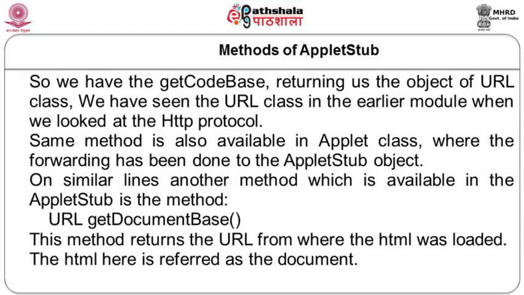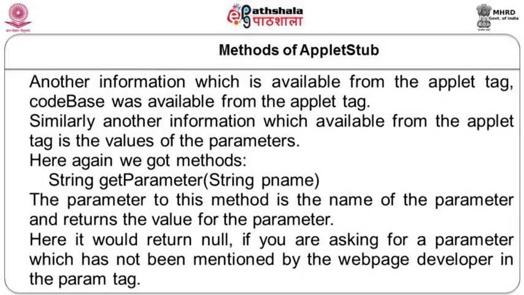Same way, on similar lines, another method which is available in applet stub is the method called get document base, returning us the URL. Again, this also returns a URL. Which URL? It's the URL from where the HTML was loaded. The HTML here is referred to as the document. So when we say document base, it's nothing but the place of the HTML file, the HTML from the server. What is the URL of that HTML? That is what get document base gives. So get code base, get document base.